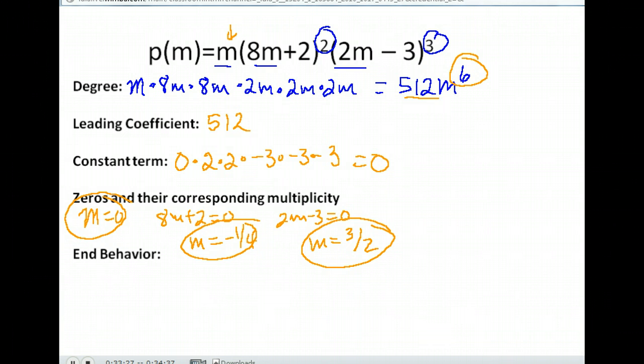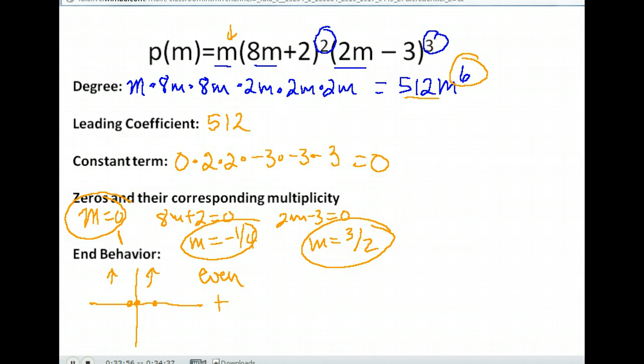All right. Now let's talk about end behavior. Our degree was 6. That's even degree. Okay. And our leading coefficient was positive. Even degree, positive leading coefficient goes up and up. Our zeros are at 0. I'm going to go ahead and graph this. Negative 1/4 and 3/2. Let's look at whether they cross or touch.